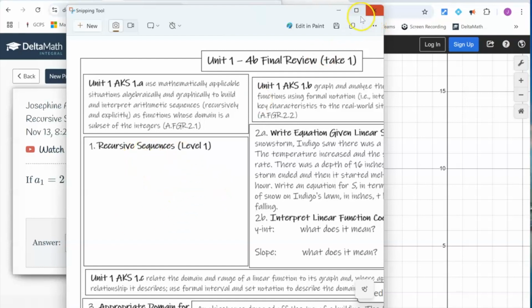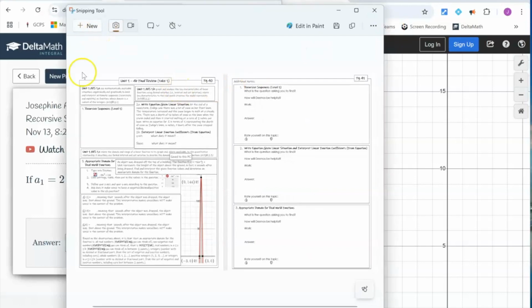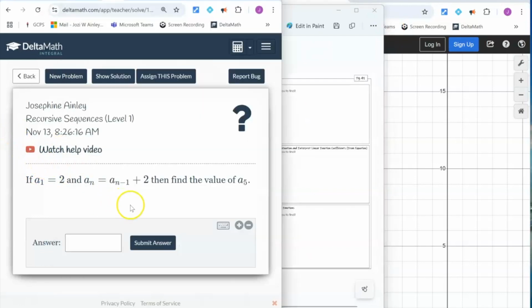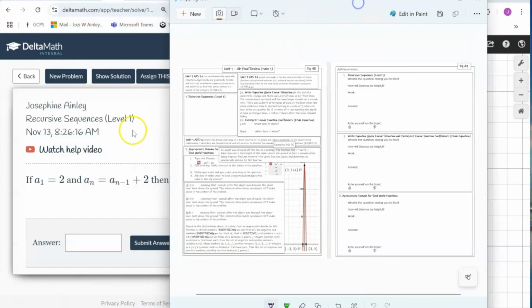This is blank because you're going to write your own notes. So we're going to write your own question here, and here you're going to ask what's the question asking you to find, how will Desmos be useful, your work, your answer, and then rate yourself. All right, so we're going to take a look at the recursive. So let's say that this is the question, and I'm going to do a couple of these just to make sure you're okay. So I won't write the first one, I'll just do them, and then you just write your notes down right here and how Desmos will be helpful for you.